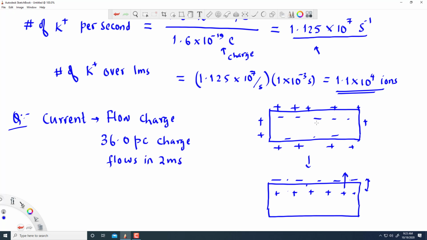So there is flow of 36 picocoulombs of charge every 2 milliseconds. Then what is the average current in the cell during the depolarization? So we want to find I. It's pretty straightforward.